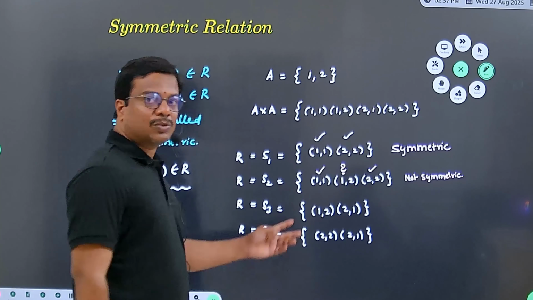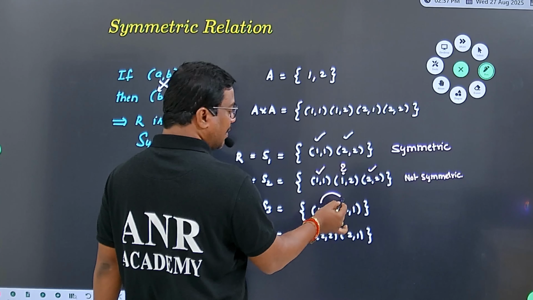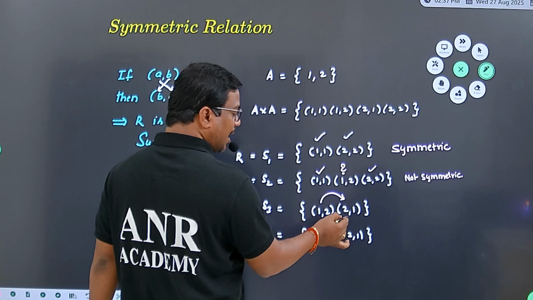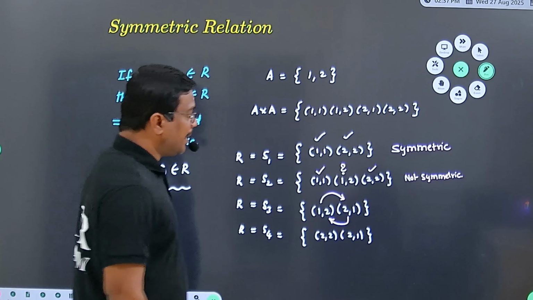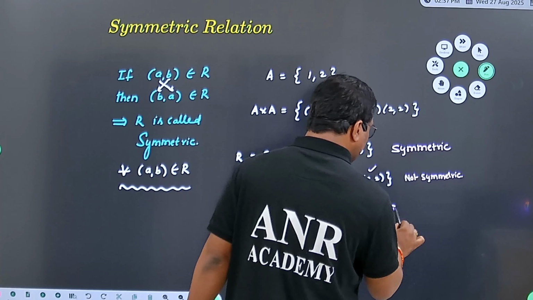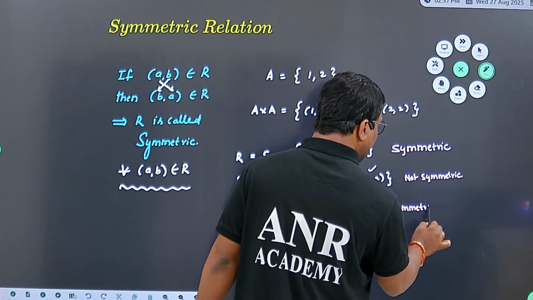Next, (1,2), (2,1). Yes, for (1,2) the reverse is (2,1), and for (2,1) here you have (1,2). So it has symmetric pairs, and the relation is called a symmetric relation.